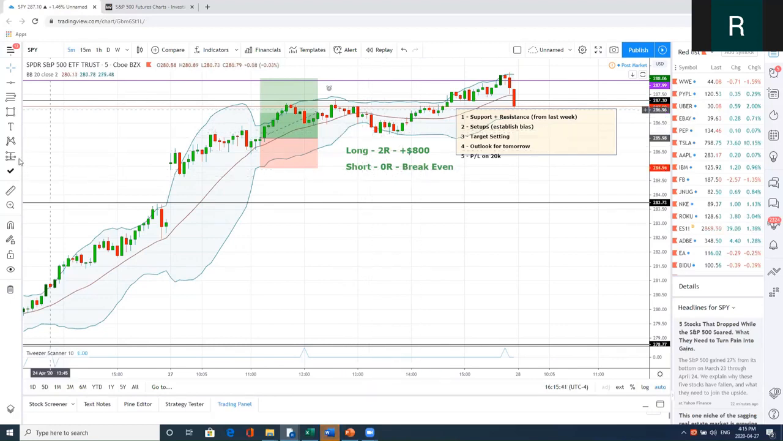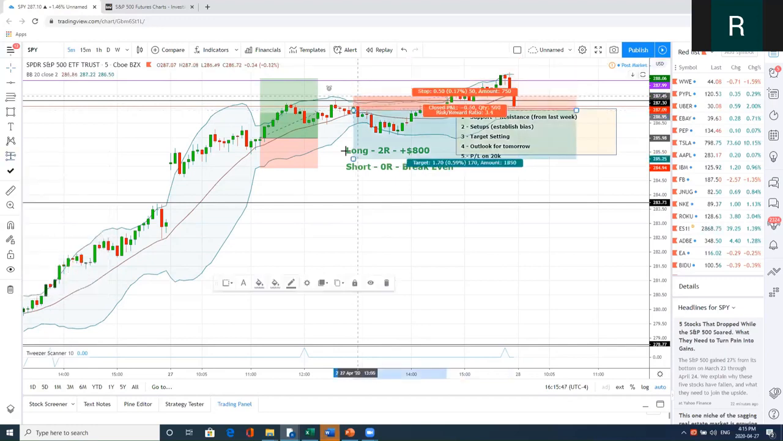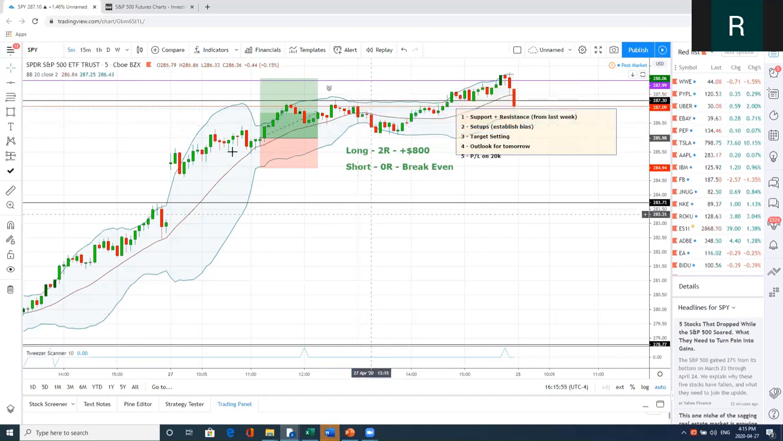Once we're at 1, let me draw this for you guys real quick. So we take the short here like this, stop loss below the high. Once we get to 1, which is somewhere around here, you need to move your stop loss to break even. Why? Because you're going against the trend of the day. And there's nothing wrong with that.